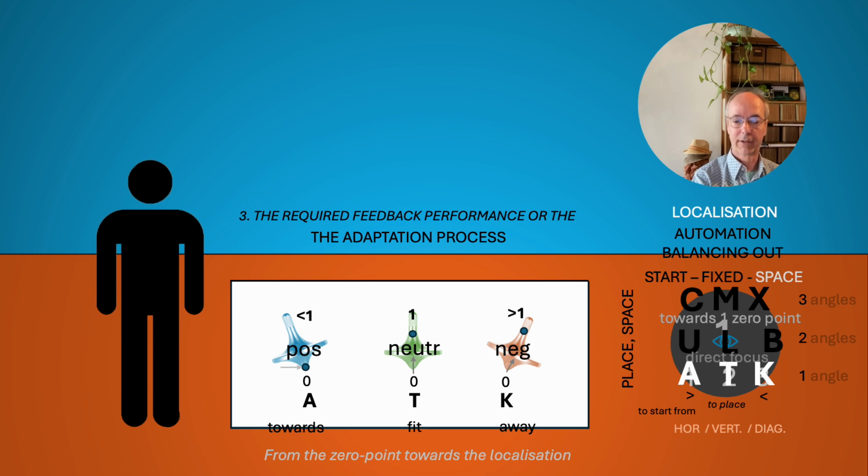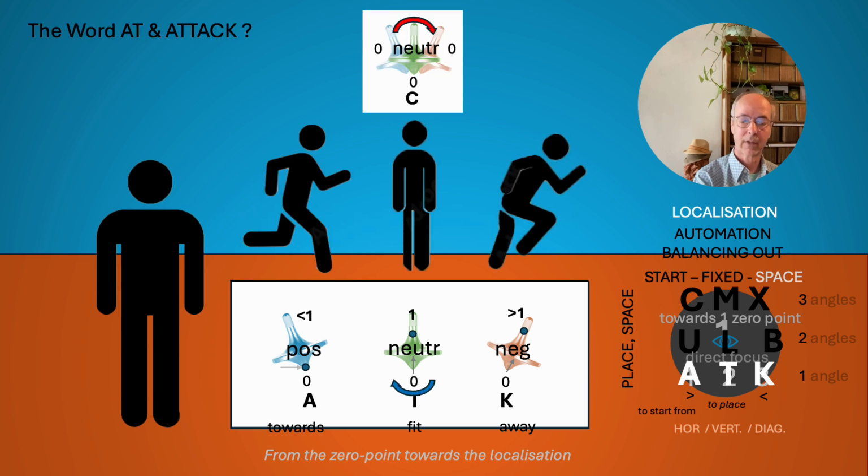I will put a figure in here, and I translate these three points as how I go towards something, how I am at a certain place, and how I go away to a certain place. Very simple with A, T, and K. So it's like I go towards a point, I'm at the point, or I move away from the point, and I'm also getting out of balance when I go away. So these three movements fit very well to it.